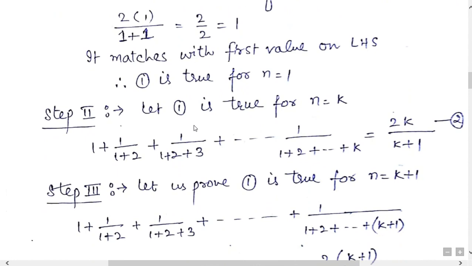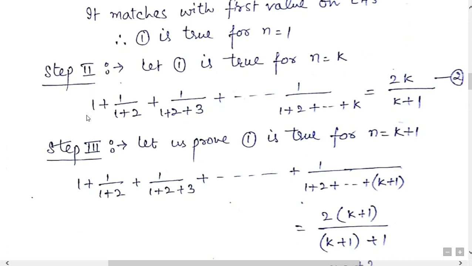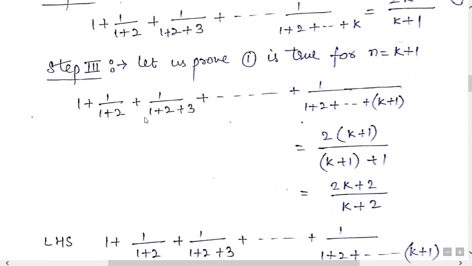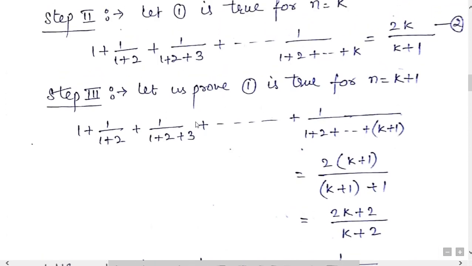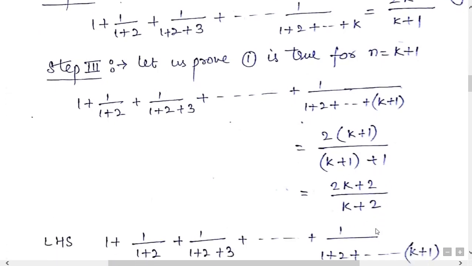Let us assume number 1 is true for n is equal to k. It means you can write 1 plus 1 over 1 plus 2, similarly the series, just replace n by k. Then write k plus 1 in place of k. The left hand side will be 1, 1 over 1 plus 2, and so on, and the last term is 1 over 1 plus 2 up to so on k plus 1. On the right hand side, 2 into k plus 1 divided by k plus 1 plus 1, that is 2k plus 2 divided by k plus 2.